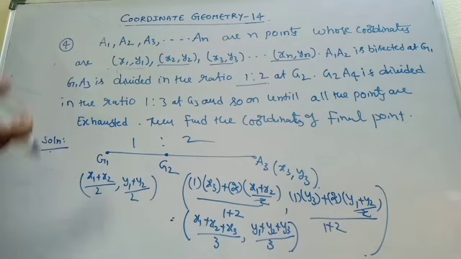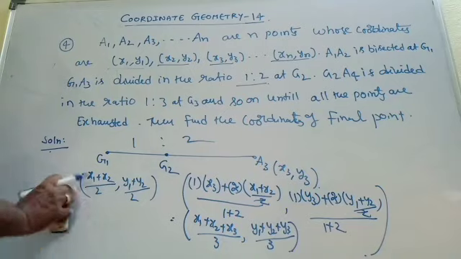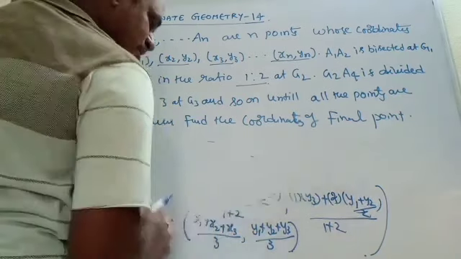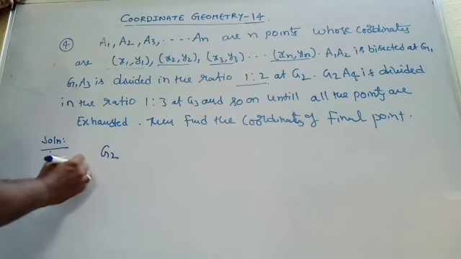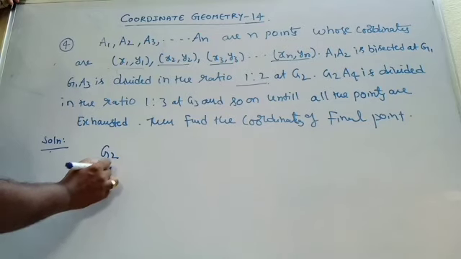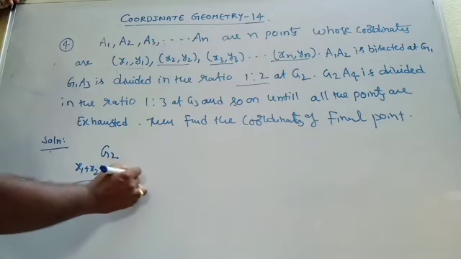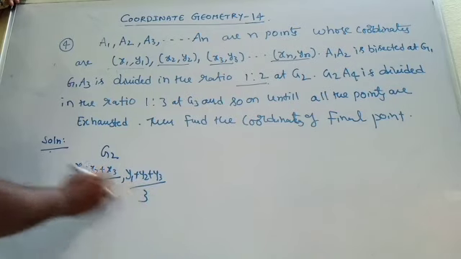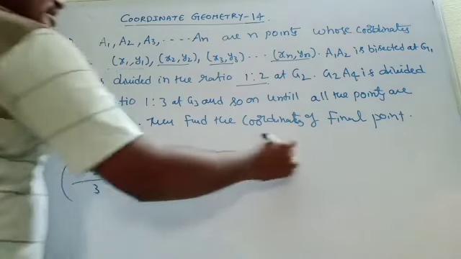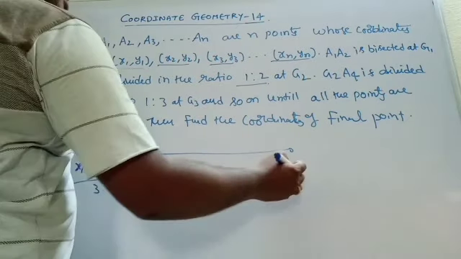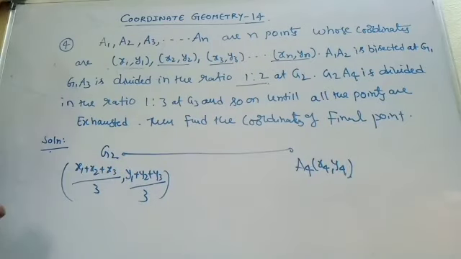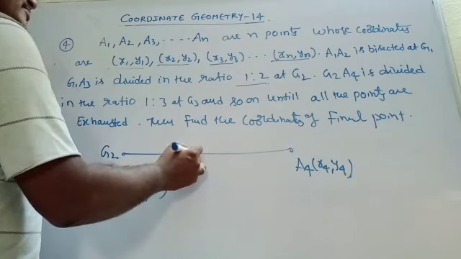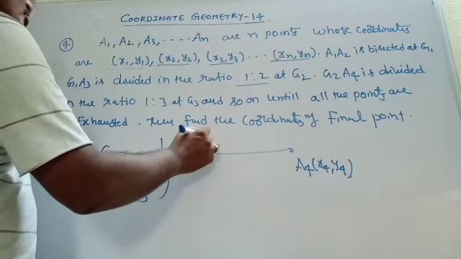Nice. Now let us proceed further. G2 we have got as ((x1 plus x2 plus x3) by 3, (y1 plus y2 plus y3) by 3). Now G2A4 is divided in the ratio, where A4 is (x4, y4), divided in the ratio 1:3 at G3.